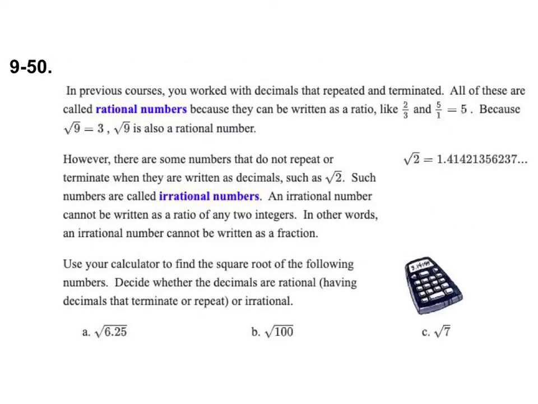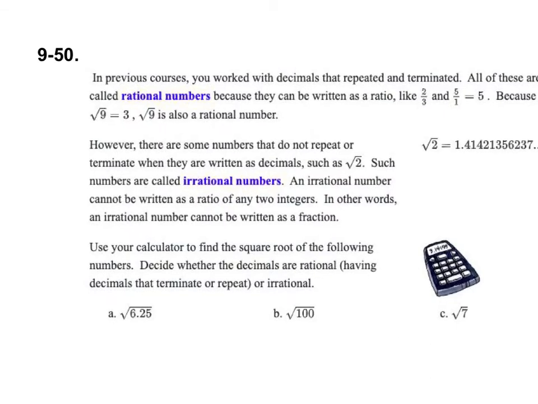Okay, so on this one, which is question 9-50, we're going to decide if things are rational or irrational, and we're going to do it with a calculator. So let's see what this looks like. I want you to type into your calculator the square root of 6.25. If you're going to use your phone as a calculator, make sure that you're using a scientific one so you can get this square root function. If you're using decimals, also great.